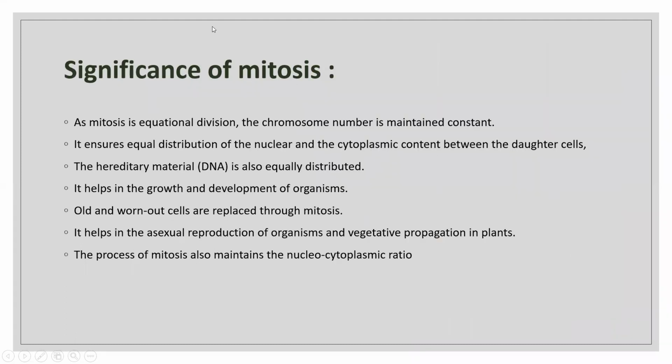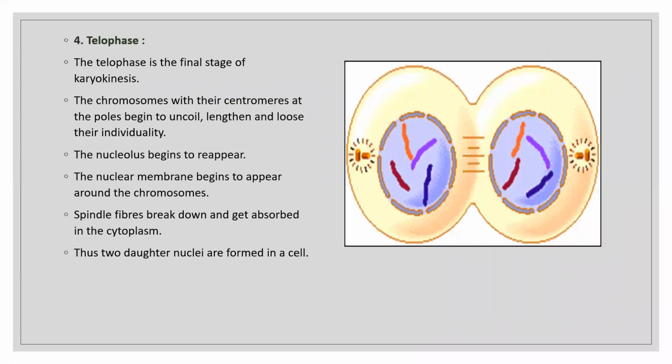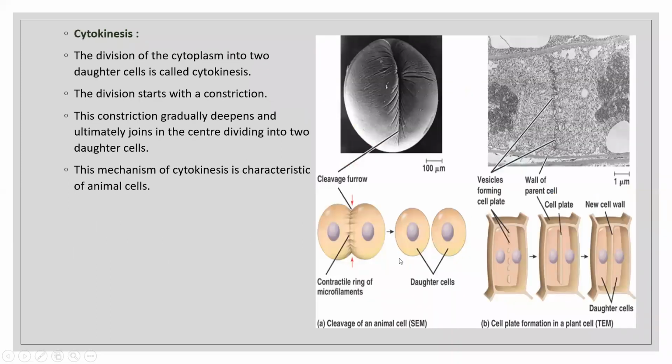Now what is the significance of mitosis? What is the importance of mitosis? Mitosis is an equational division where the chromosome number is maintained constant. As we saw at the end, from a single cell two daughter nuclei are formed. In prophase there was only a single cell, and later in telophase you can see two daughter nuclei were formed, and after cytokinesis two daughter cells were formed. And in these two daughter cells, what happened? An equal number of chromosomes is maintained.